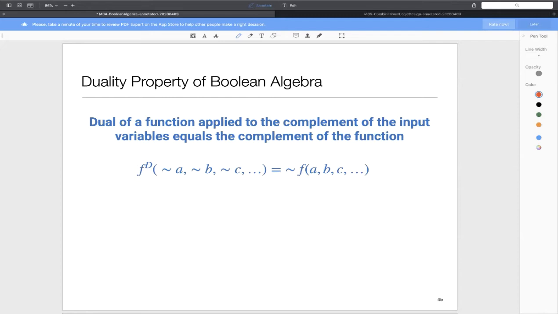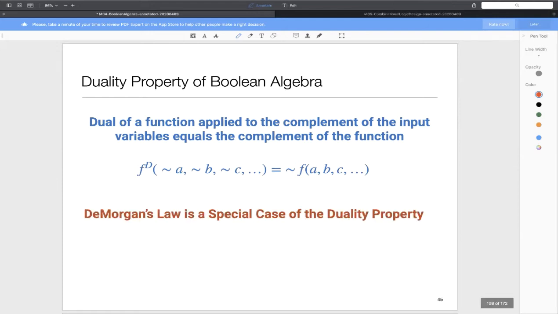Now, let's say f was simply AND. Then what is the dual of AND? OR. So it's saying OR of not A, not B, not C is the same as not of AND ABC. What is that called? De Morgan's theorem. Exactly, De Morgan's theorem. So De Morgan's theorem is just a special case of this duality property. Okay.